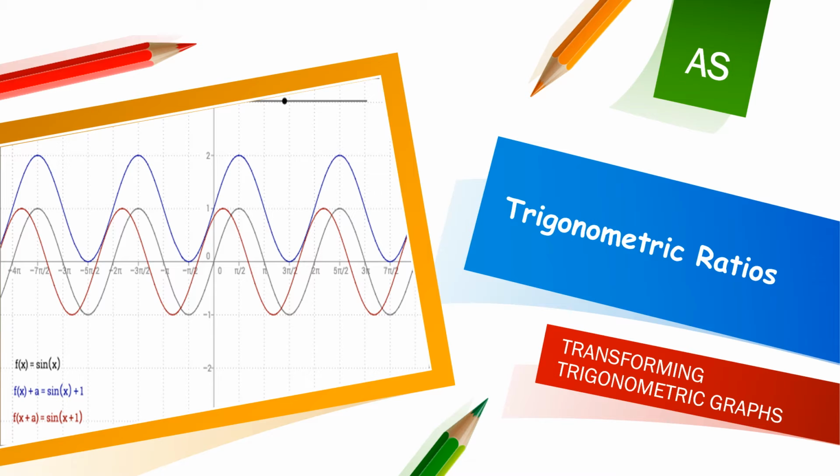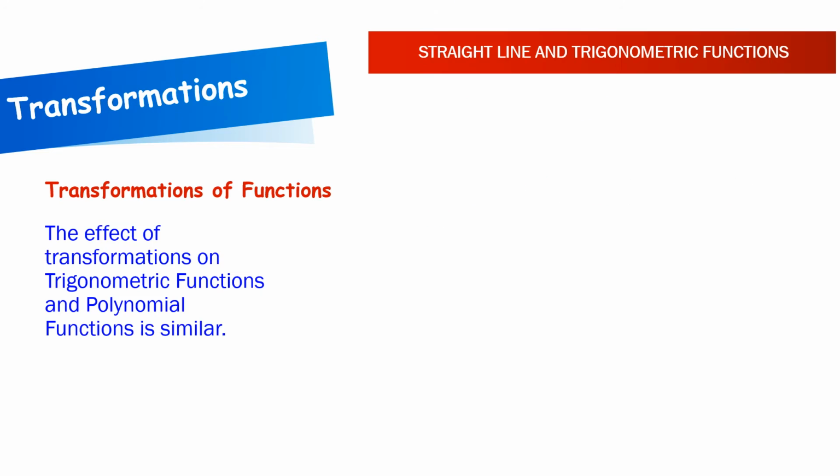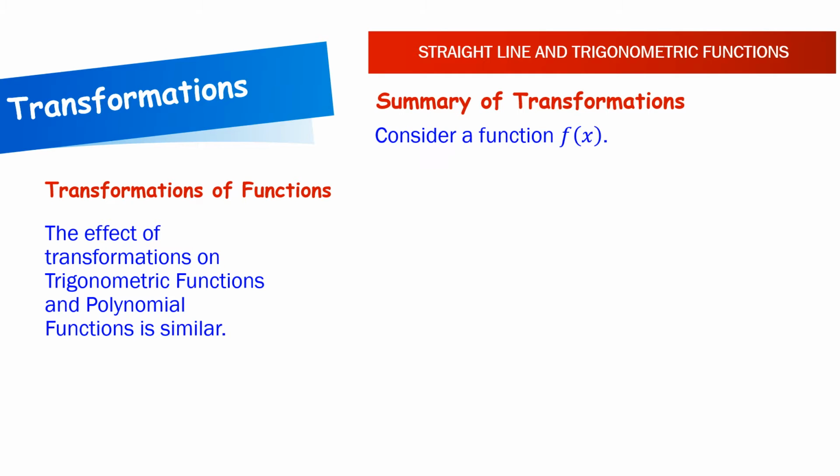Welcome to the session on trigonometric ratios, transforming trigonometric graphs. The objectives for this session are to sketch simple transformations of the graphs of sine, cosine, and tangent functions. The effect of transformations on trigonometric functions and polynomial functions is similar. Let's summarize some of these transformations.